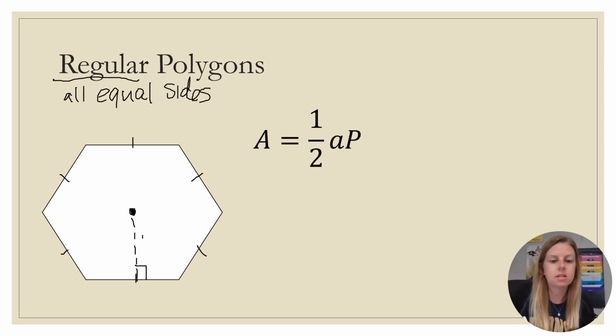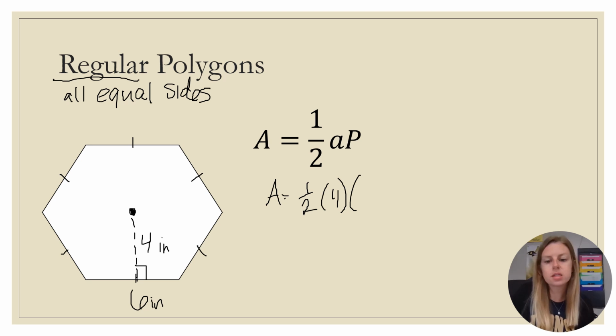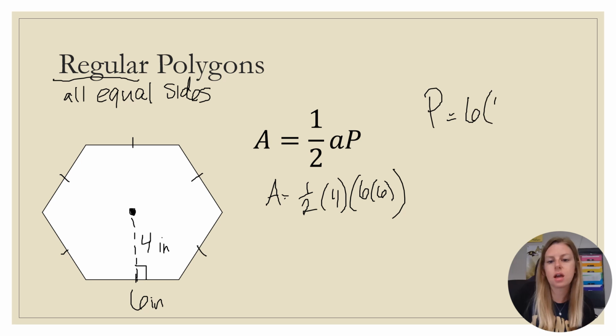So let's go ahead and say that that is 4 inches. And this bottom piece right here is 6 inches, okay? So my area is 1/2 times my apothem, which is 4, times my perimeter of the shape. Perimeter is adding up all the sides. So I have 6, 6, 6, 6, 6, and 6. This is a 6-sided figure, so I'm just going to do 6 times 6 for my perimeter, which is 36.